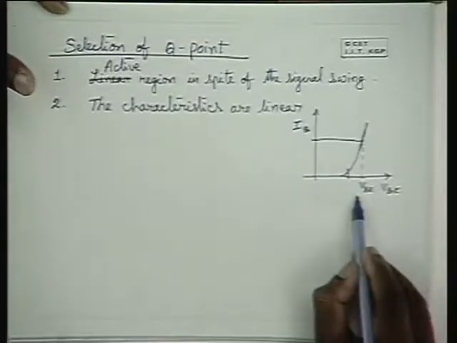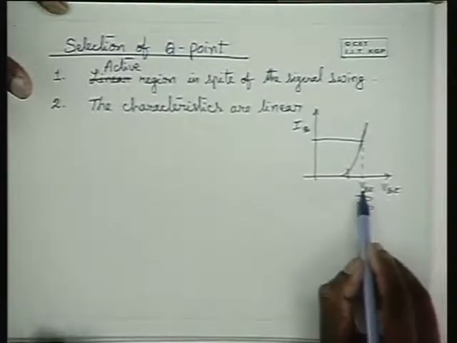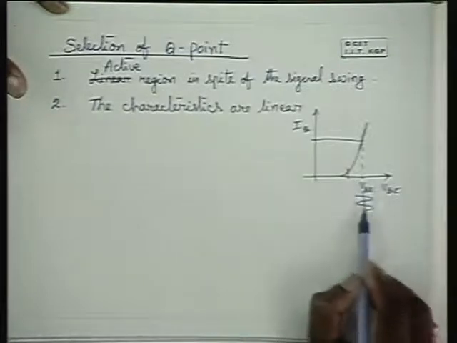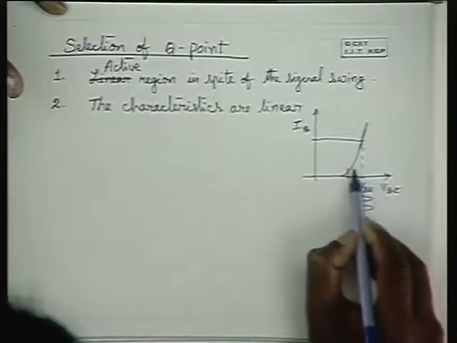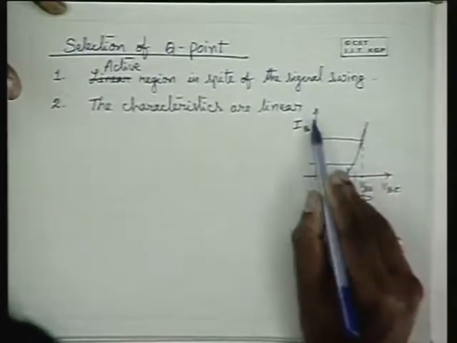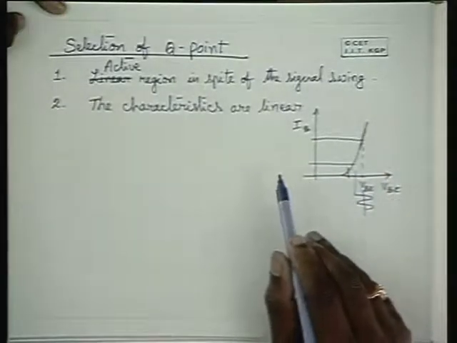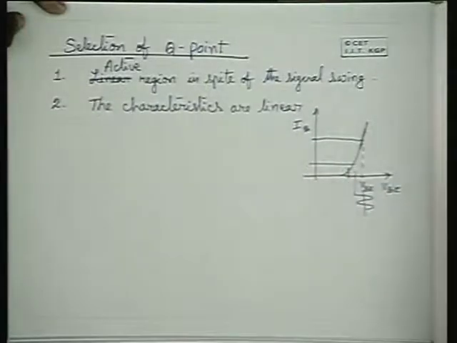Then if you apply a sinusoidal change in the base to emitter potential, you will get a sinusoidal change in the base current, and that sinusoidal change will give rise to a sinusoidal change in the collector current, and that will give rise to an amplified sinusoidal voltage change across the collector resistance, and that gives you a replica of the input signal, an amplified replica of the input signal. So that's what is desirable.